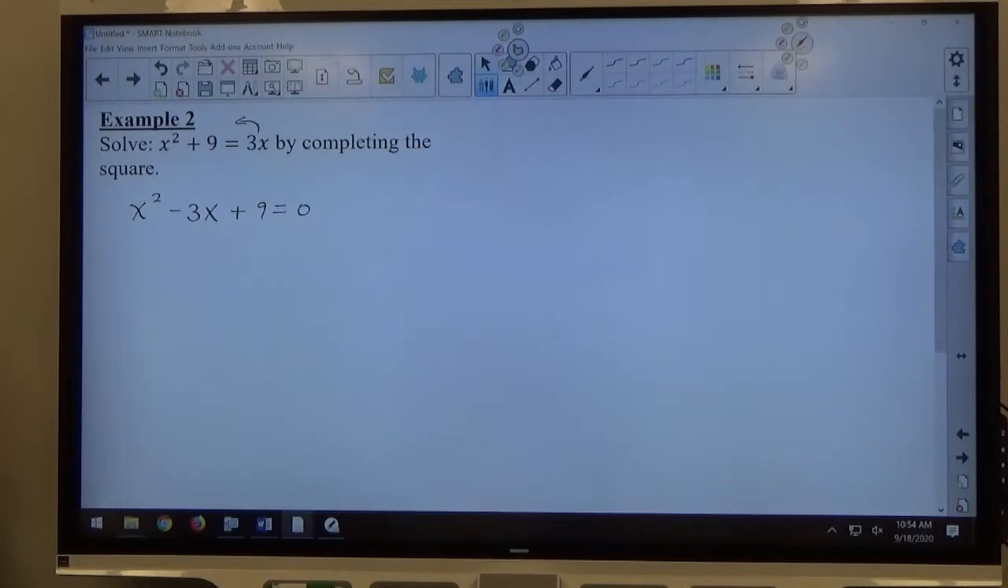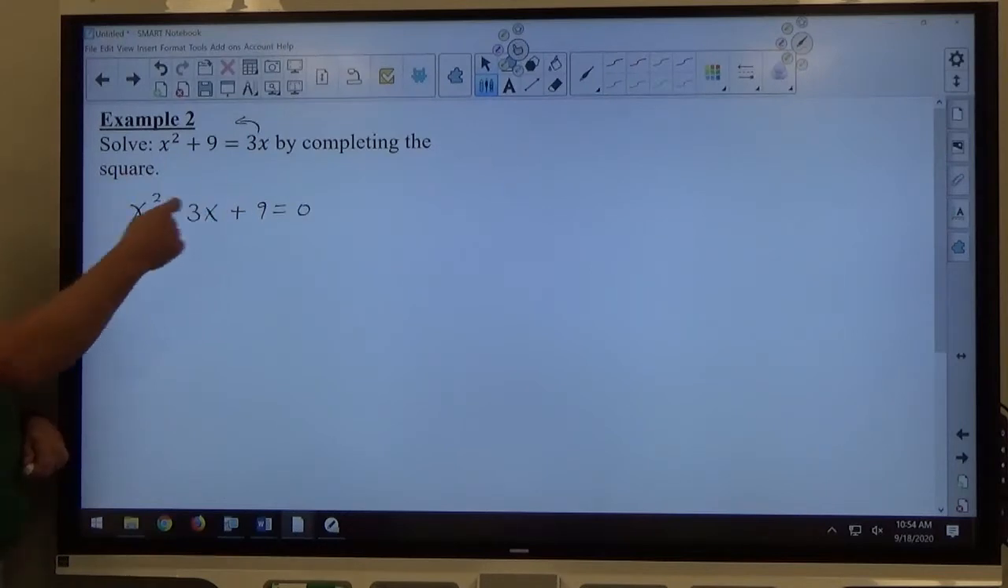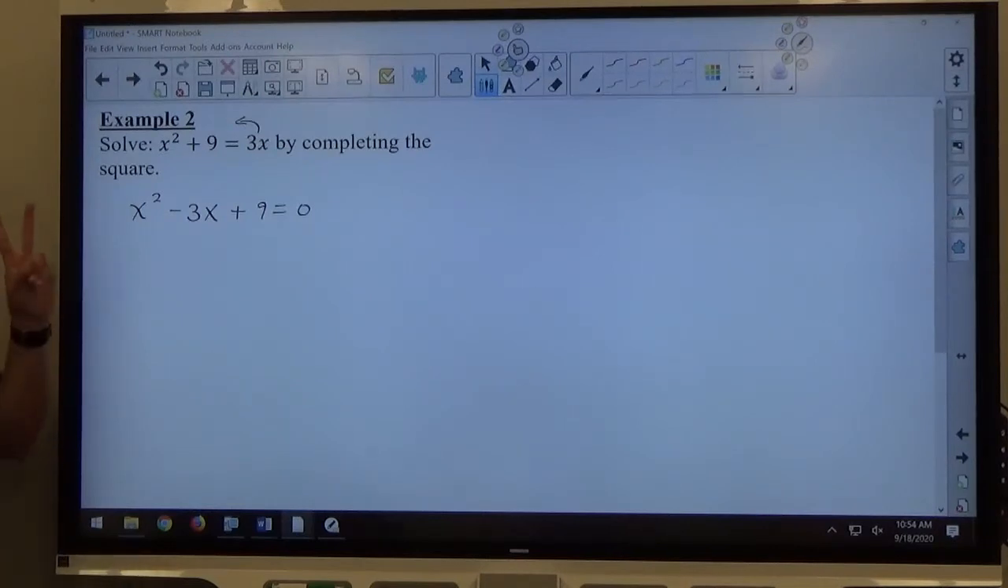All right? So I slid the 3x to the left, the sign changed. The x squared and the 9 didn't move, so they stayed positive x squared, positive 9. Only things that move across the equal sign change signs. Next, step 2. Divide by a if necessary. A is 1 again, so it's not necessary.